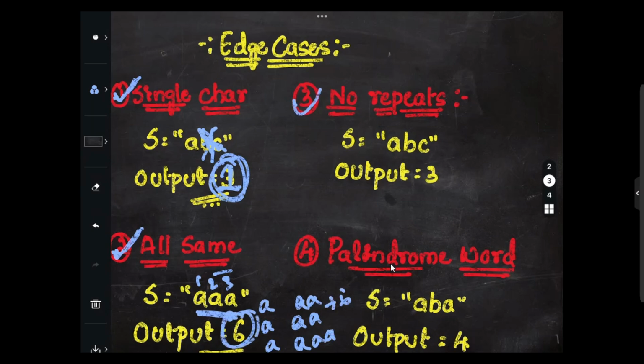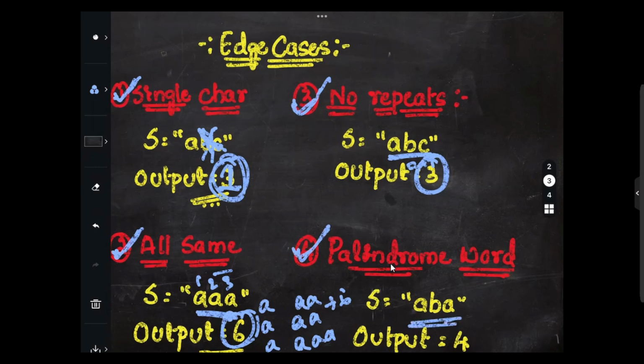So output is quite obviously 6. Let's move on with the third edge case, no repeats. We have ABC, the approach one, the first example that we considered. Same thing here, the output is 3 for this one. We have already discussed this one, so we don't have to discuss it again. No repeats. So let's move on with the fourth one, palindromic word.